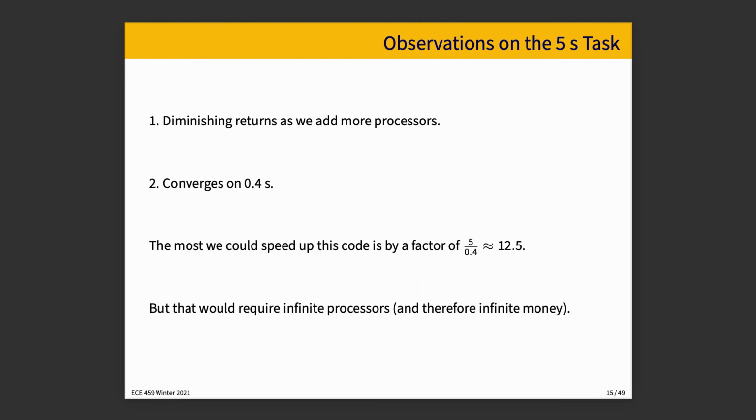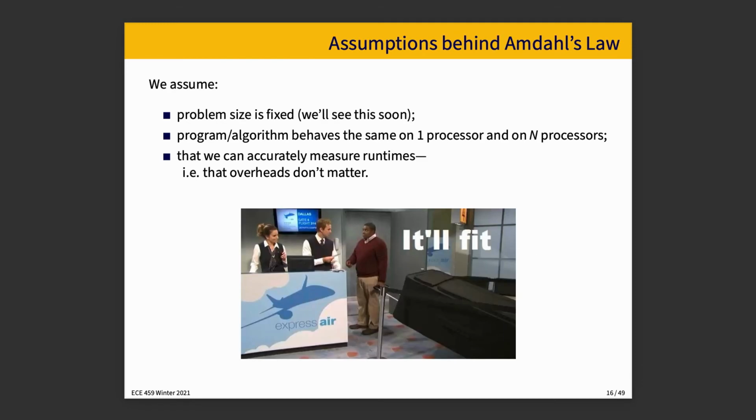Observations. Number 1, diminishing returns as we add more processors. And number 2, we converge on the asymptote of 0.4 seconds. And so we can get a speed up out of this of approximately 12.5, but that requires infinite processors and about infinite money. I don't have that kind of money, but if I did, I'm not sure I'd spend it on infinite CPUs.